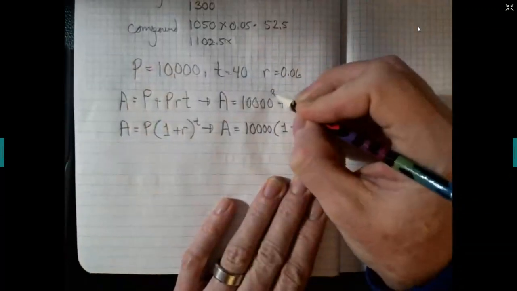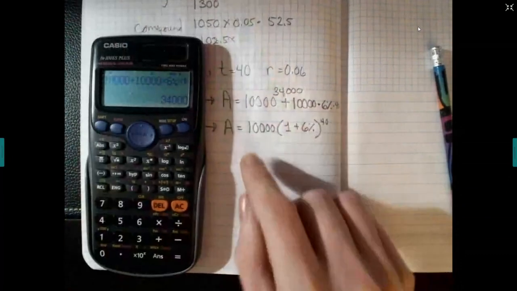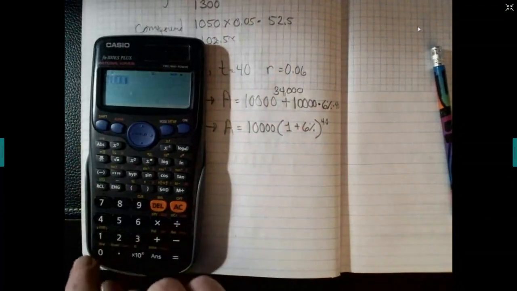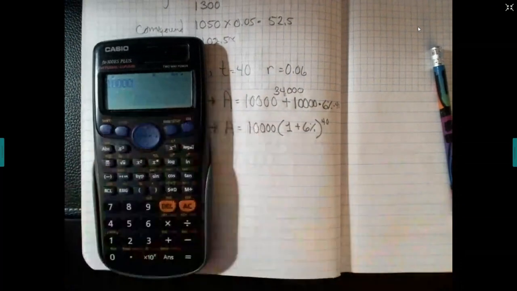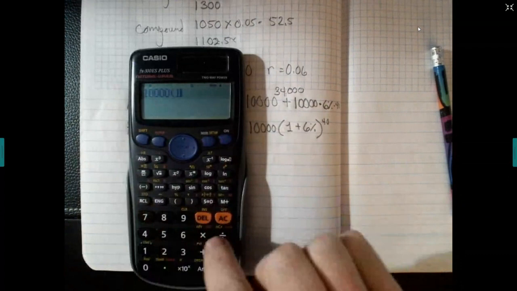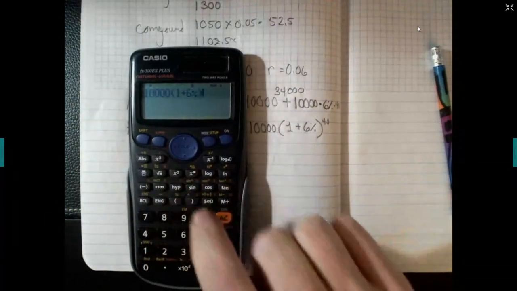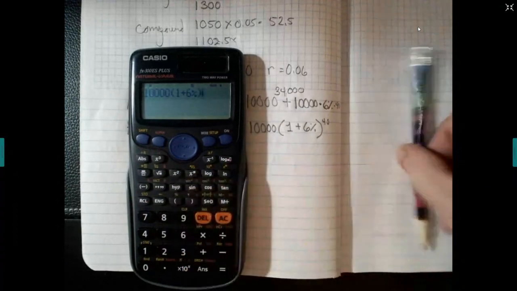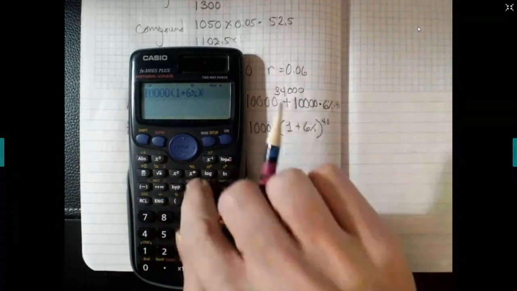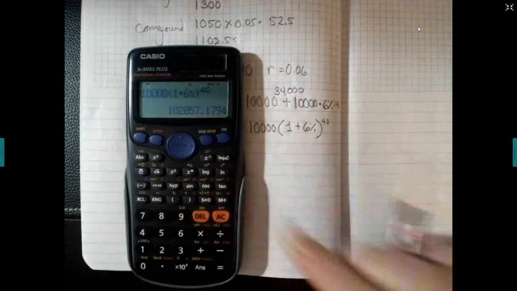So we talked about this being 34,000, right? So this is 34,000 if we put the amount of money in the account that way. Let's talk about if we were putting it in compounded. So it'd be 10,000, right? Got to make sure we put in our 10,000 correctly. And then open parenthesis, 1 plus 6%, close parenthesis, raised to the power. Now this is how you raise the power in this calculator. And then 40. Hit enter.